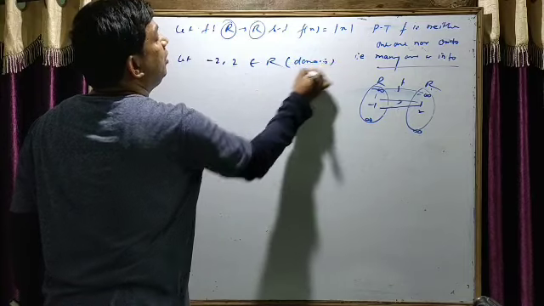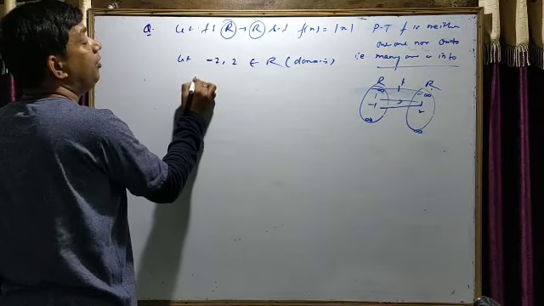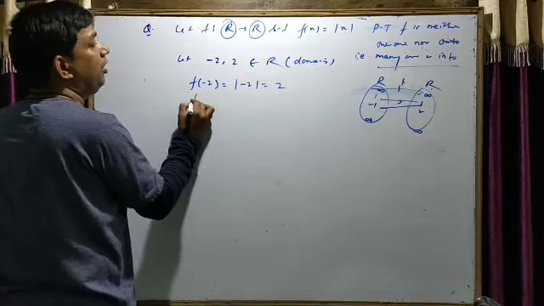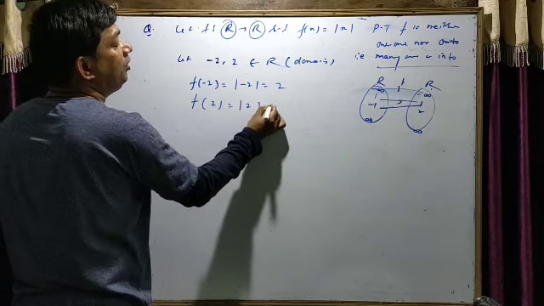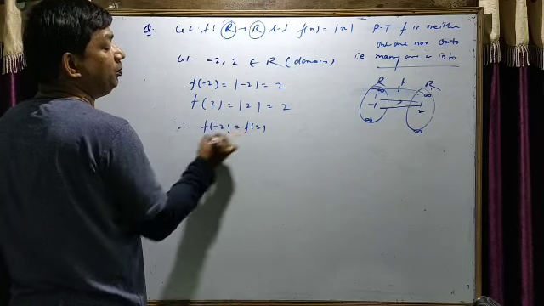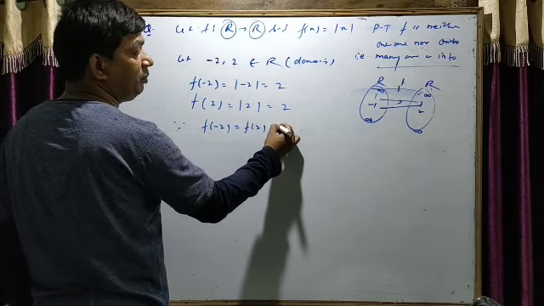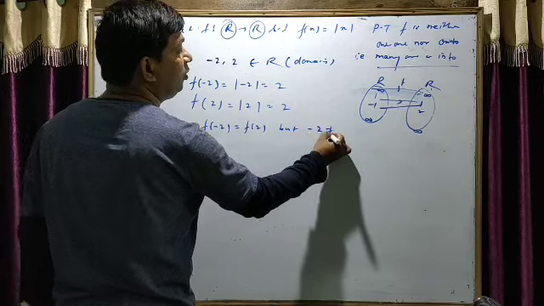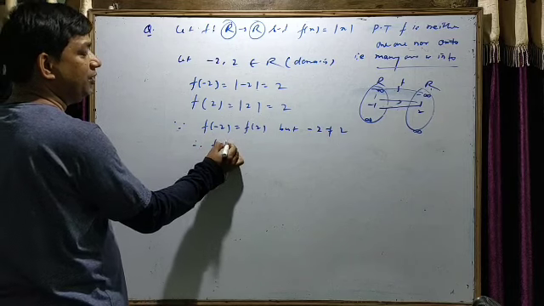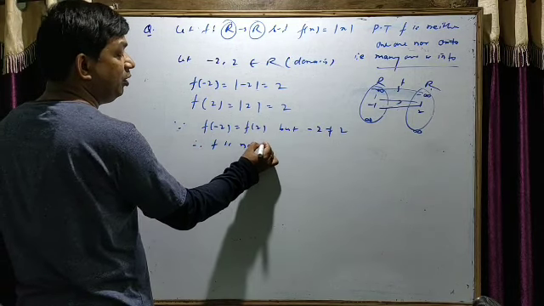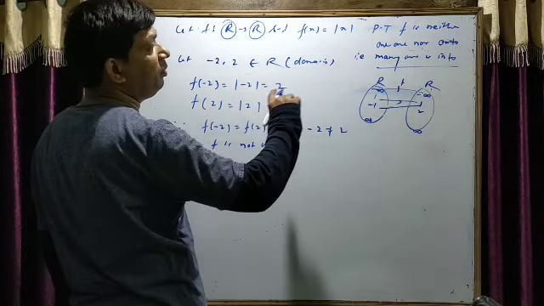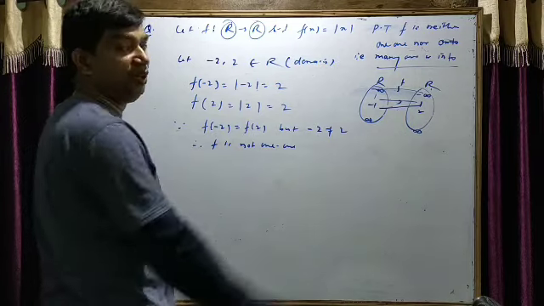This is the domain, and f of minus 2 is mod of minus 2, and f of 2 is mod of 2, this is 2. So since f of minus 2 equals f of 2, both having the same image, but minus 2 and 2 are distinct. Two distinct elements, same image. So therefore f is not one-one. If in the question it is neither one-one, then you write not one-one. But if it is many-one, then you write f is many-one.